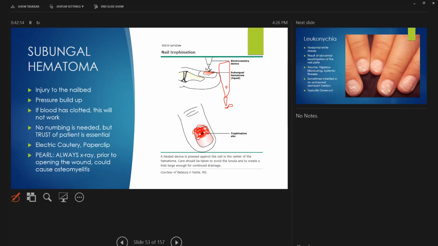And so we come in here, if we're quick enough and the blood hasn't coagulated yet, we can trephinate a little hole there, allow the bleeding to go out, and then their nail's usually preserved. So if the blood is clotted, it won't work. You don't really have to numb them, because if you don't keep that heat down there long enough, they won't feel anything. You can also just heat up a paper clip and do the same thing. I've seen people heat up an 18 gauge needle. But yeah, should always do an x-ray prior to opening any wound.